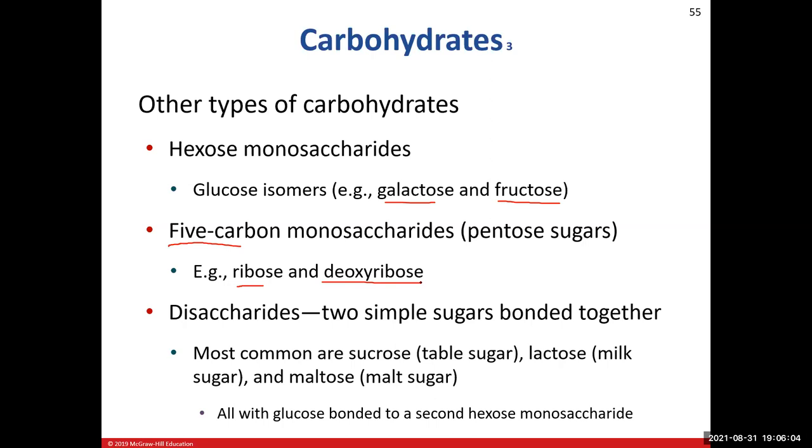So we have our monosaccharides, which are simple sugars. Remember what I was telling you? Now we're going to take two simple sugars and we're going to bond them together. And so those are disaccharides. And there's three types that I want you to know. Table sugar, which is sucrose. Milk sugar, which is lactose. And then maltose, which is malt sugar. Basically, disaccharides are going to be one molecule of glucose bonded to either another glucose molecule, or to galactose, or that glucose molecule will bond with a fructose.